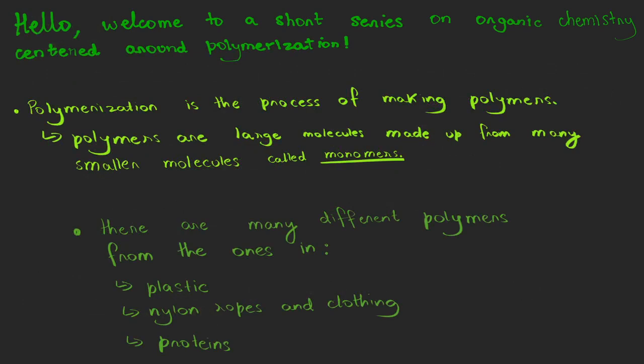How does polymerization work? Polymerization is the process of making polymers. Polymers are basically just long molecules. Usually, in chemistry, we deal with small molecules, and polymerization is the process of not making small molecules in normal reactions, but making large, extremely long molecules.